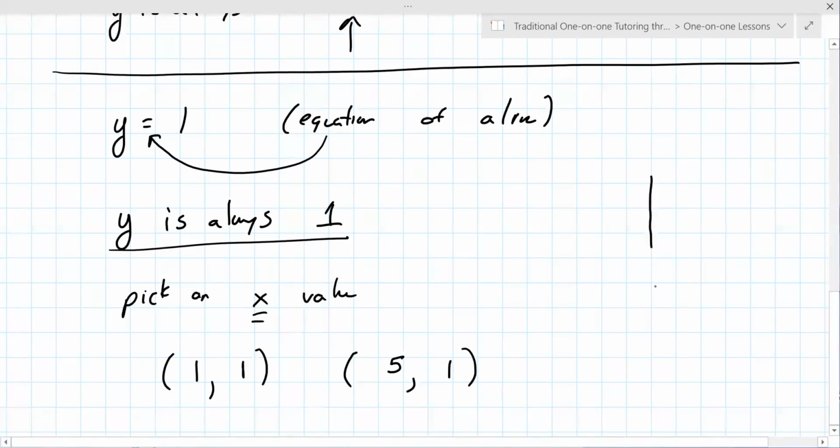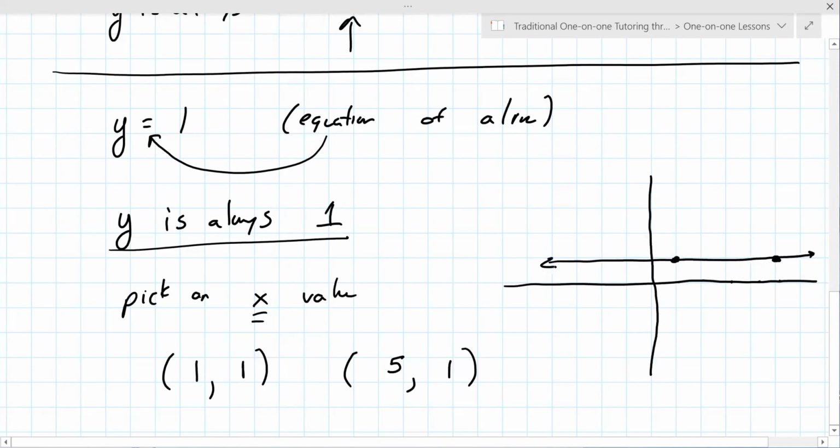Now we're going to graph this. So (1, 1) is here, and (5, 1) is here. There's only one line that can go through 2 points. This is the line y equals 1.